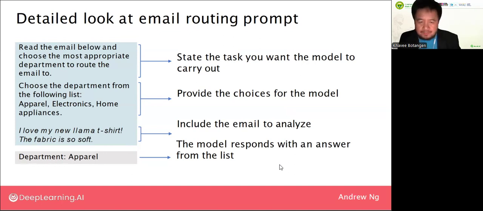Building an application with a large language model involves this kind of trial and error. You might write an initial prompt that doesn't work perfectly, such as routing emails to a non-existent complaints department. When that happens, you simply revise the prompt, and that usually solves the issue.